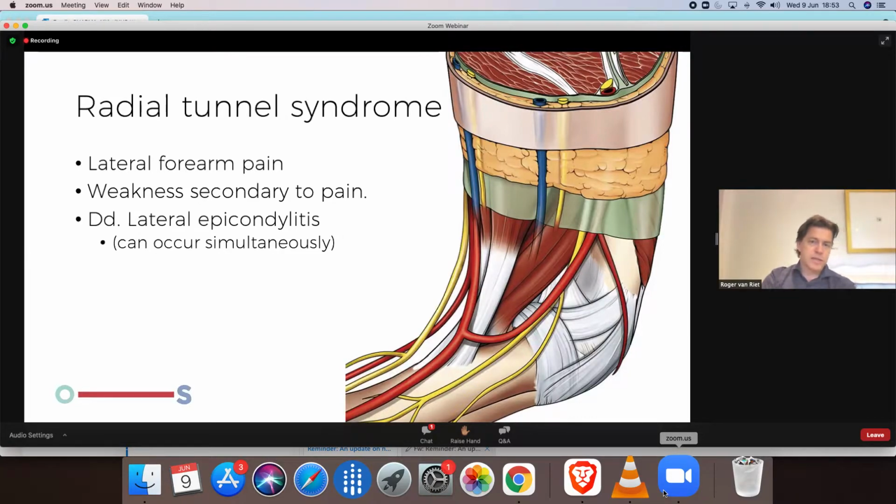Radial tunnel syndrome, like I said, is a little bit more common than radial tunnel palsy. It can occur simultaneously with tennis elbow, and sometimes we see patients who had surgery for tennis elbow and ended up not being better, and then we find a radial tunnel syndrome. Lateral forearm pain, diffuse, often quite burning, not so sharp, not localized like tennis elbow often is, and then weakness, but the weakness is secondary to pain.